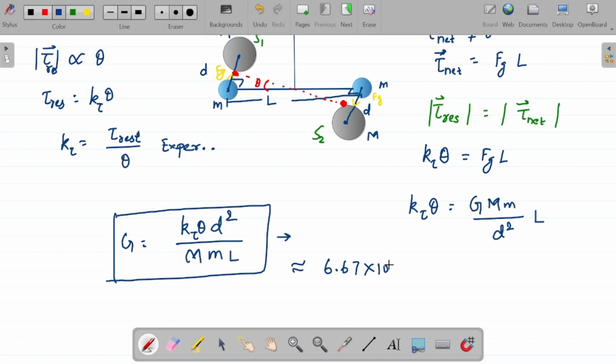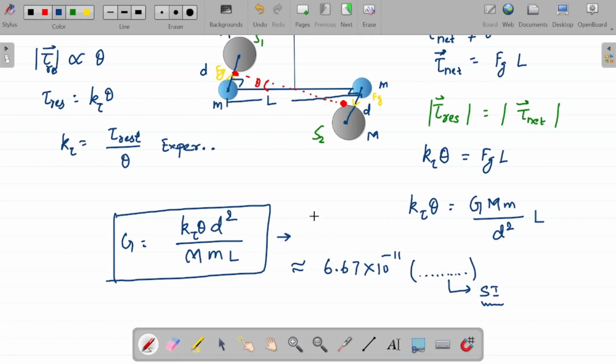I am writing here a refined value which was later obtained by several situations and experiments. So here there will be a unit, and I would like you to write the SI unit of this capital G. You can extract this thing. Okay, in this way, capital G can be obtained. So this is the value of capital G.